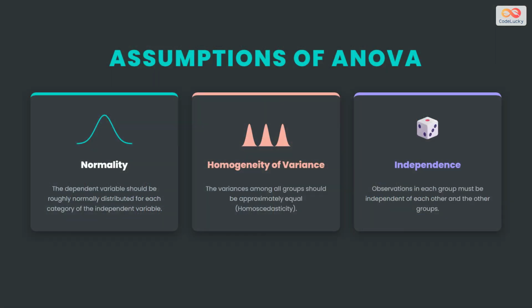Before we trust our results, we have to check 3 main rules or assumptions. First is normality. The data should follow a bell curve shape. Second is homogeneity of variance. The spread or width of the data distributions should be roughly the same for each group. And third is independence. The data points should not influence each other. If these rules are broken, our F ratio might mislead us.